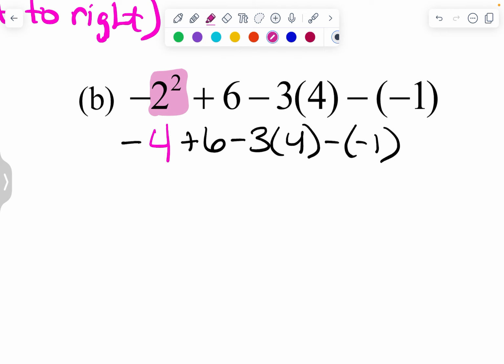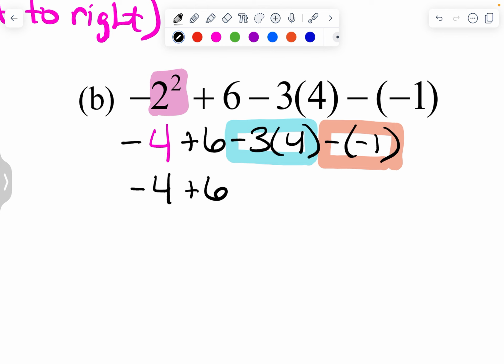So I don't try and do too much work at once. Okay. Once my exponent is done, I don't have any roots. So I'm going to look to do multiplication and division. Well, I have a multiplication step here, negative 3 times 4, and I have a multiplication step here, the negative 1. So everything else I'm going to leave alone. So the negative 4 here plus 6. And then let's see, negative 3 times 4 is going to be a negative 12, mismatched signs. 3 times 4 is 12. And then negative 1, the double negative there becomes positive 1.